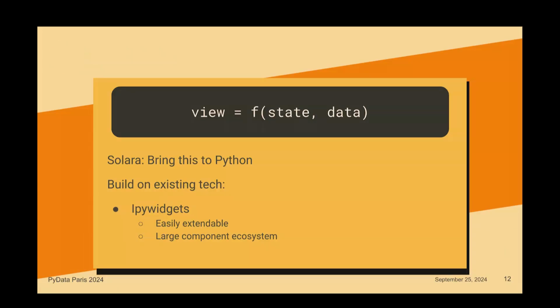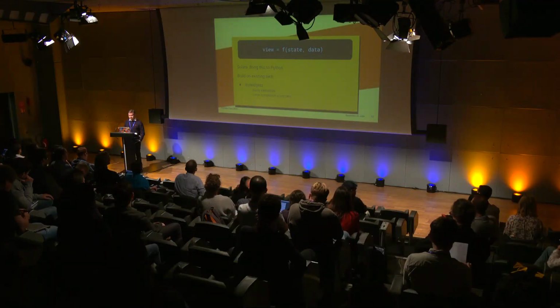So keeping that idea in mind, we want to bring this to Python. And we want to build on existing tech because one of the big gripes people have with a lot of, especially newer UI frameworks, is you want to have components because you don't want to spend days trying to make a select menu or something. You want the component to already be there. So we want to build on existing technologies like IPyWidgets, where we can take their easy extendability, so people can make their own widgets and use those within their applications. And there's already an existing component ecosystem that we can leverage.